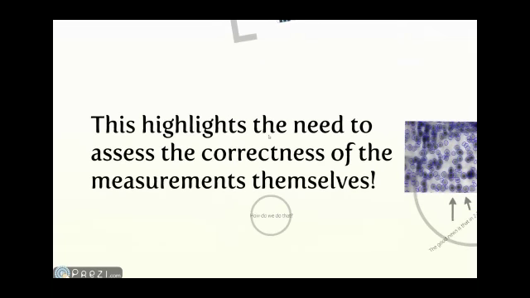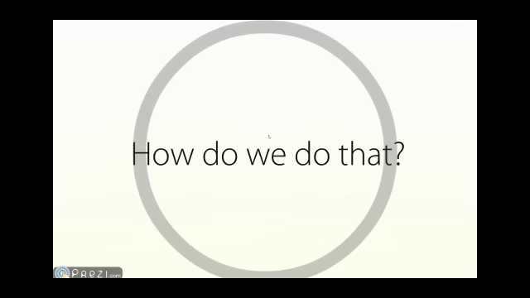All this little excursion and theoretical reasoning is highlighting the need to assess the correctness of the measurements themselves before you start talking about mean CV values and reproducibility. You need to be able to assess the measurements, meaning the spot detection and matching and the quantities that come from image analysis, before you start talking about reproducibility and measuring mean CVs. And then we're back to the main question: how do we do that?